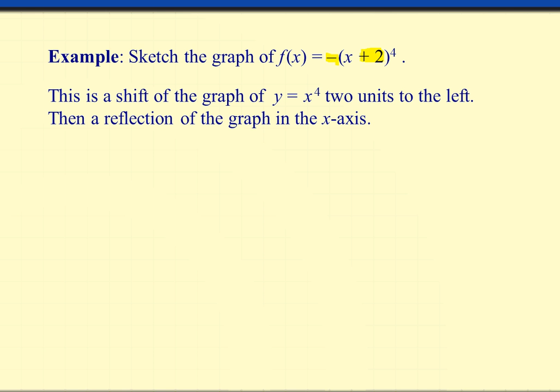So what we know is that +2 causes a horizontal shift. We've already discussed that kind of thing. And since it's horizontal, it shifts 2 units to the left rather than the direction we expect. And that minus sign, since it's not on x, it's outside the fourth power operation, then it causes a reflection in the x-axis. So we would do it in that order. We'd shift left 2, and we would reflect in the x-axis then.